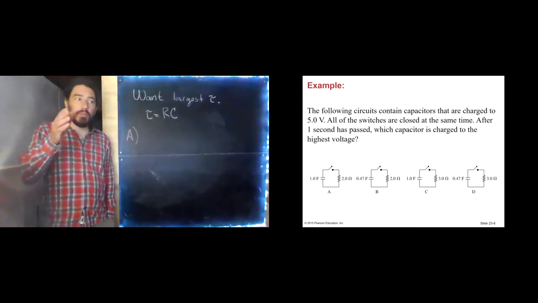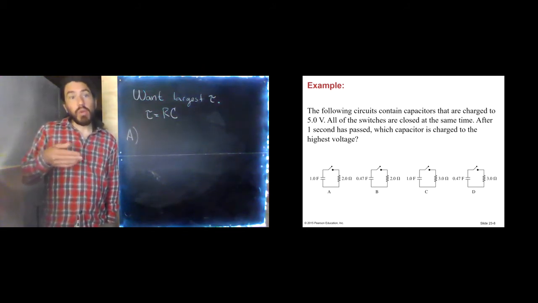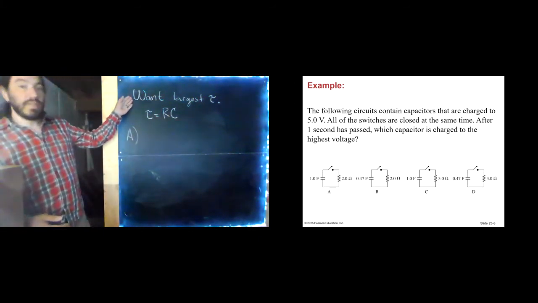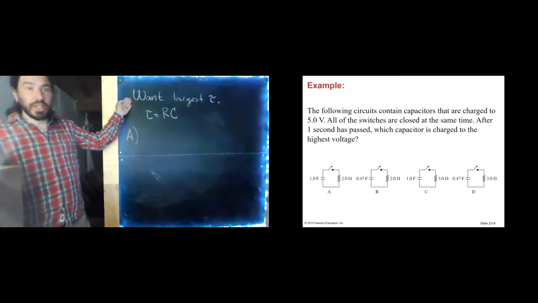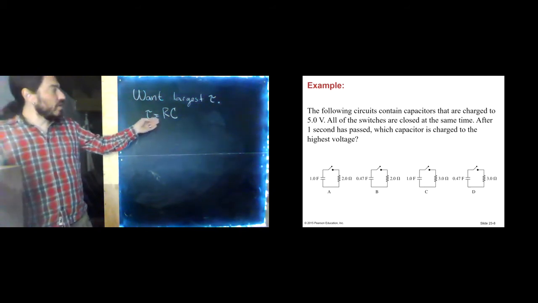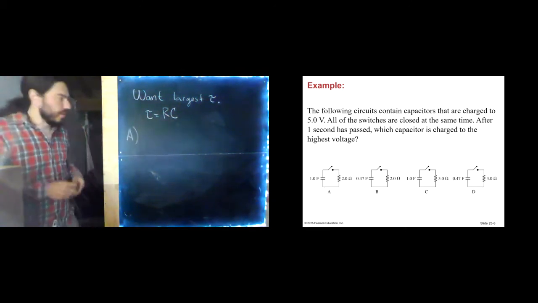So hopefully you recognize that in order for it to remain with the highest voltage, we want it to discharge the slowest. And so we are looking for which of these circuits has the largest time constant, the largest value of tau, or the largest product of R times C. So let's just go through these.